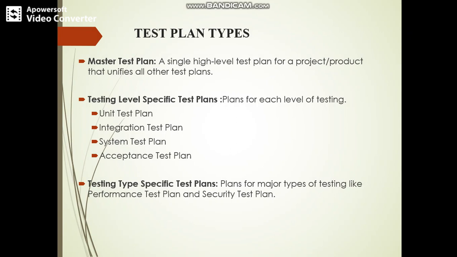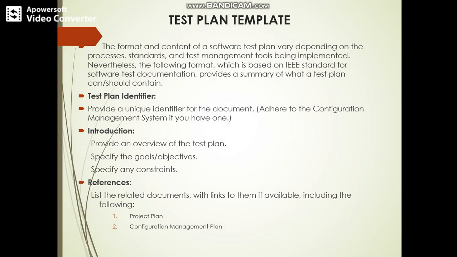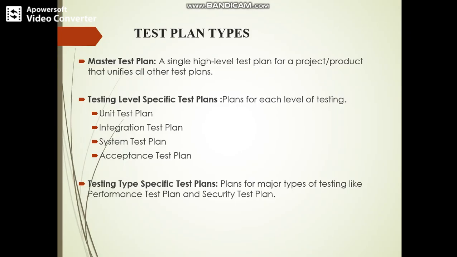In today's session, we are going to see what the test plan types are and what the test plan template contains. First, there are three types of test plans. As you know, there are four levels of software testing: unit testing, integration testing, system testing, and acceptance testing. When you test your software at these four levels, you must have a plan for each level of testing.